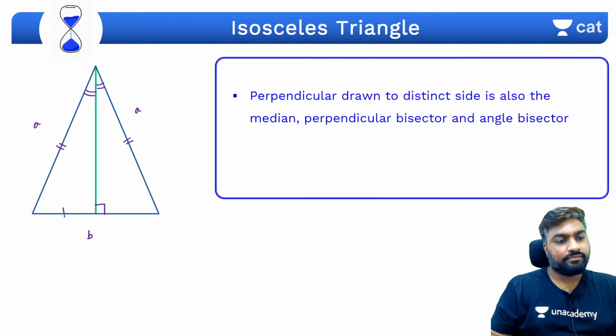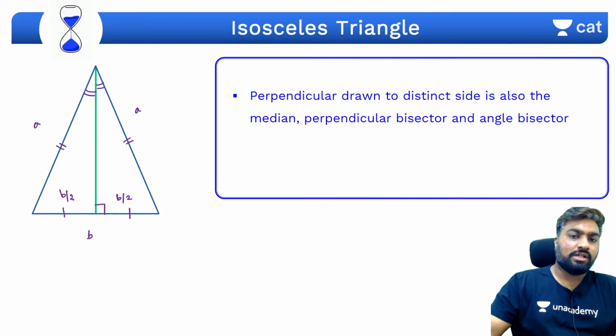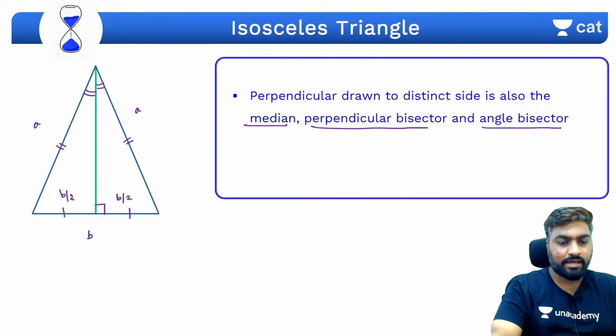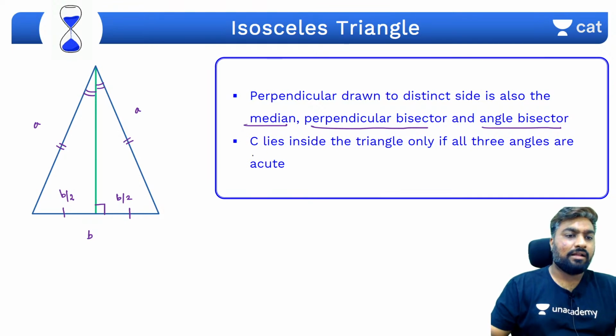समझ रहे हो? तो ये क्या हो जाएगा? b/2, ये भी क्या हो जाएगा? b/2. गेटिंग इट? So perpendicular drawn to the distinct side is also the median, perpendicular bisector and angular bisector. 90 डिग्रीज भी रहेगा, साइड्स को भी बाइसेक्ट करेगा और एंगल्स को भी बाइसेक्ट करेगा.